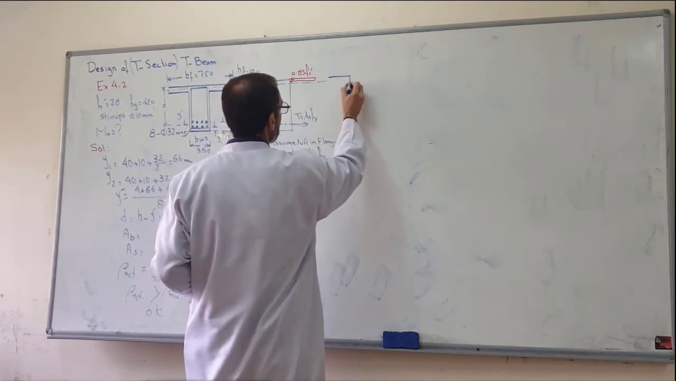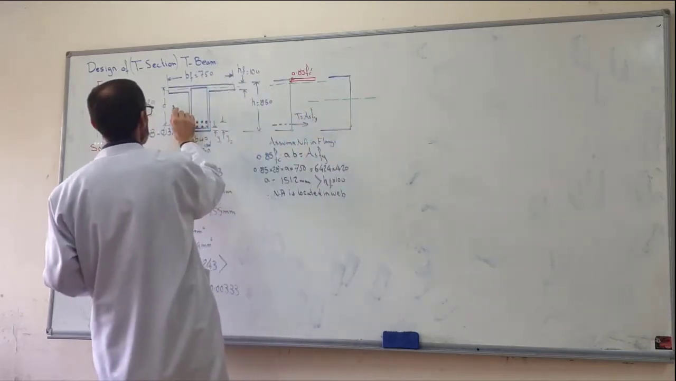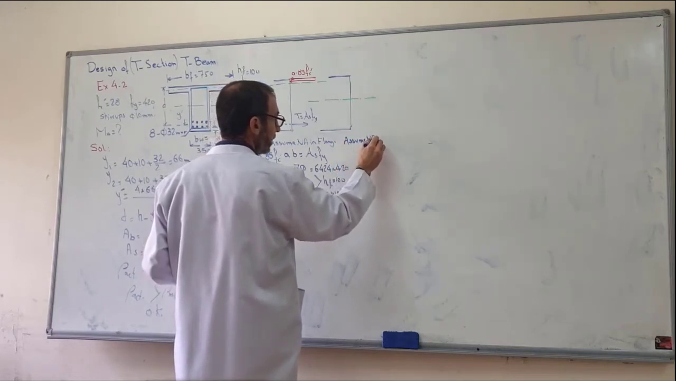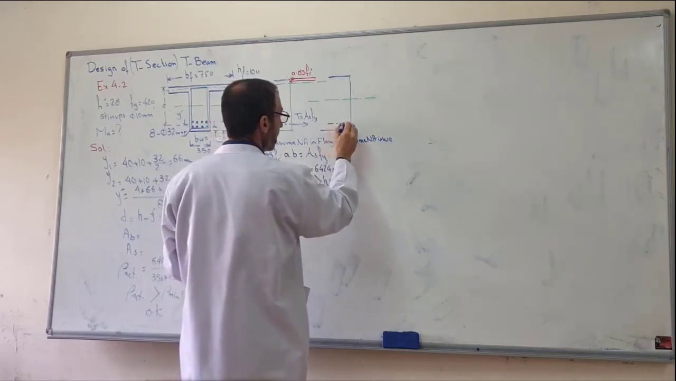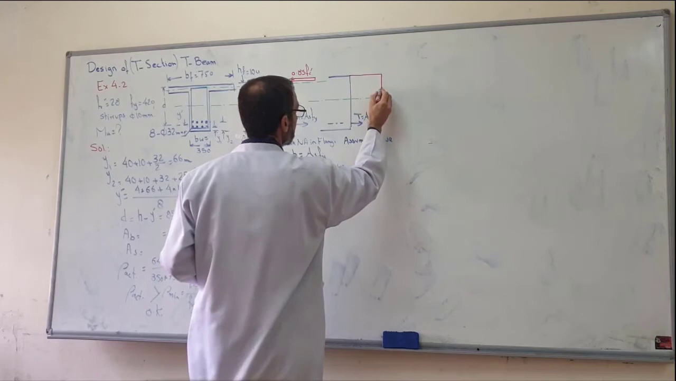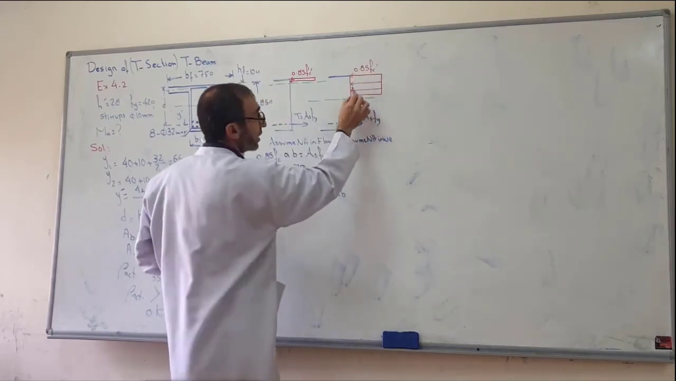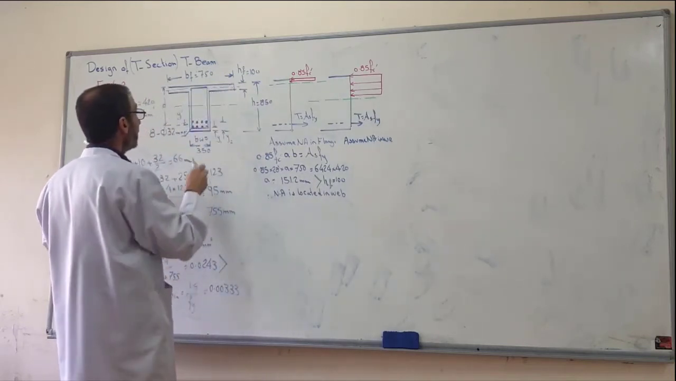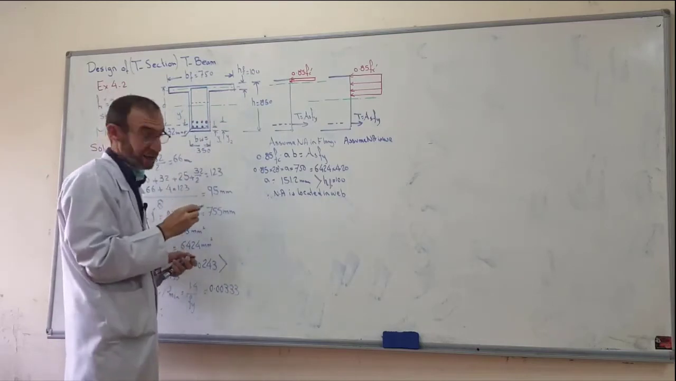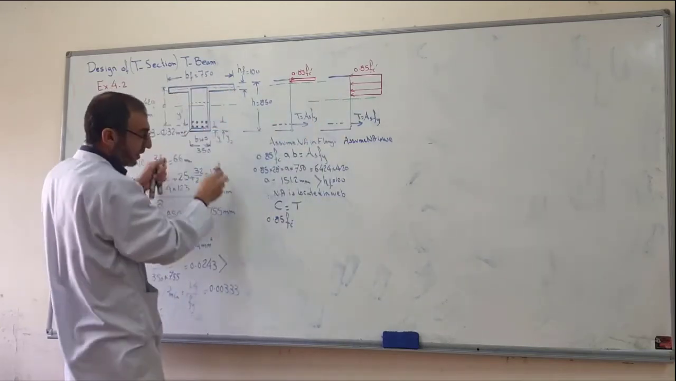So assume the neutral axis in the web. The stress distribution: T equals As FY and the stress 0.85 FC prime over this area. The compression equals tension: 0.85 FC prime over this area. This area we call the area of concrete.